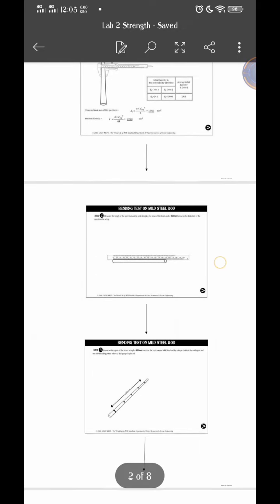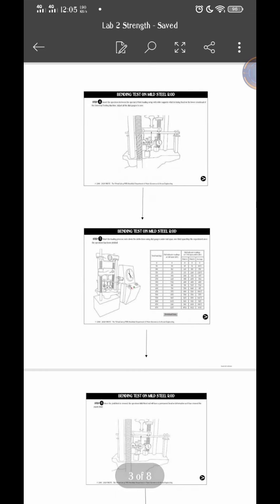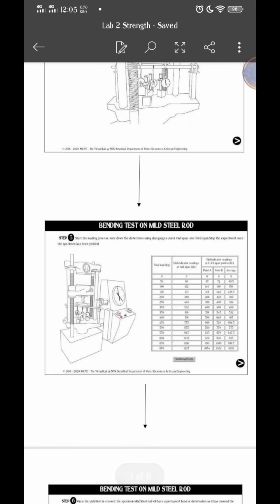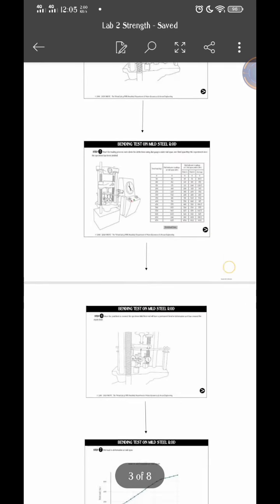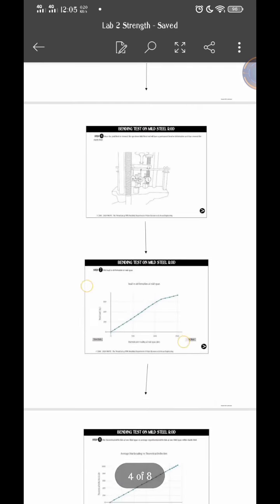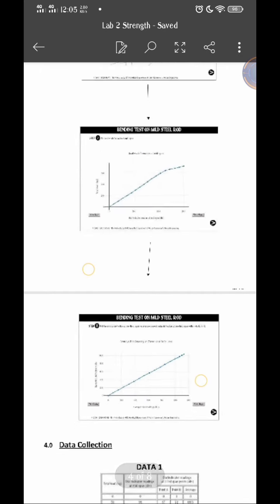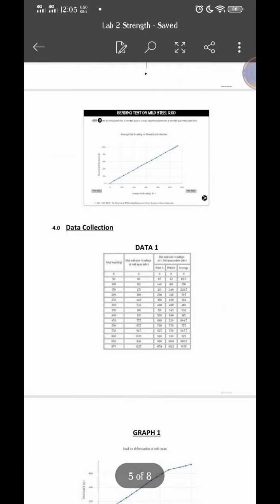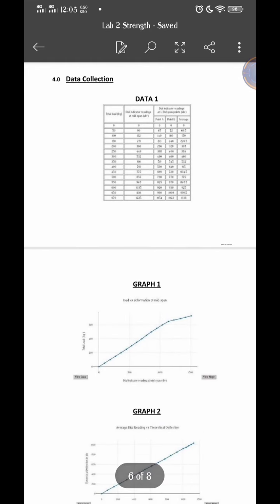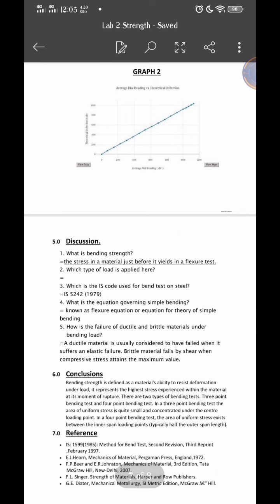It's steps 1, 2, 3, 4, 5, and step 5 has data. Then 6, 7, and step 7 has a graph, seems like step 8. And 4.0 is my data collection: first data, first graph and second graph. And this is my discussion.